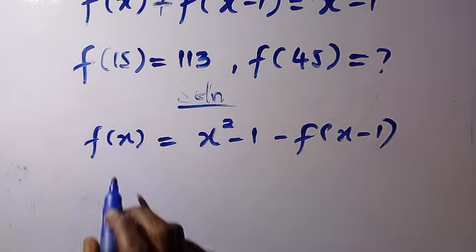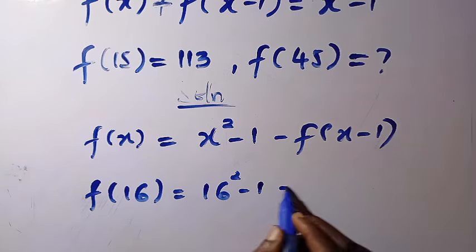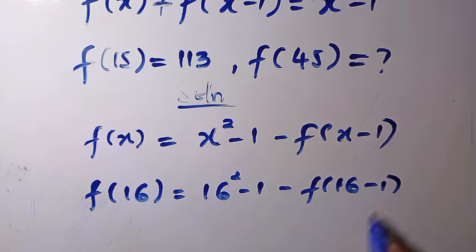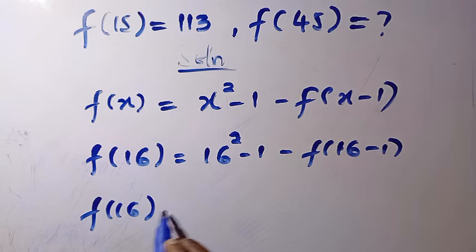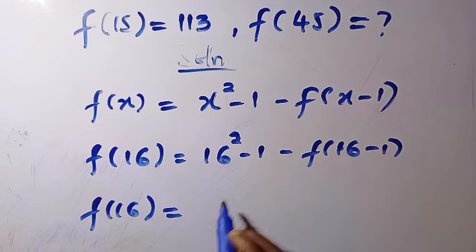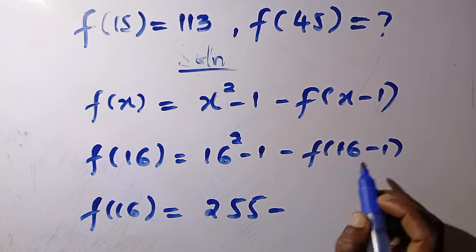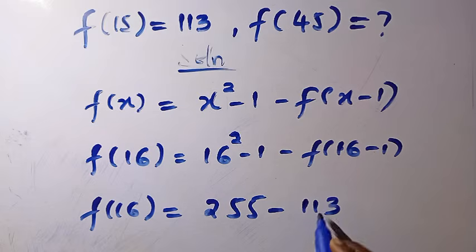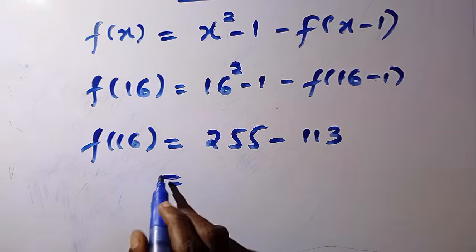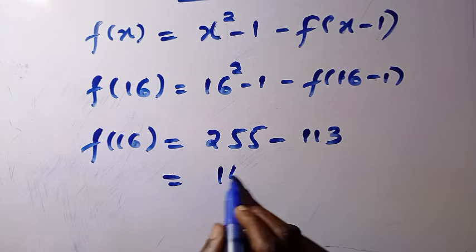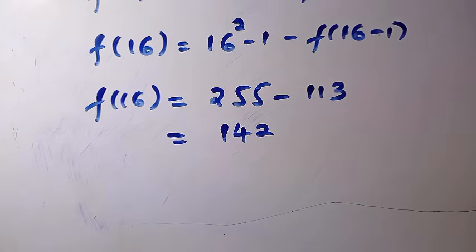And then if x equals 16, we have f of 16 equals 16 squared minus 1 minus f of 16 minus 1. And again, we have f of 16 equals 16 squared, which is 256, minus 1, that is 255. Then minus f of 16 minus 1, that is f of 15, which gives us 113. So if I subtract these from each other, we are going to have f of 16 as 142. Makes sense?